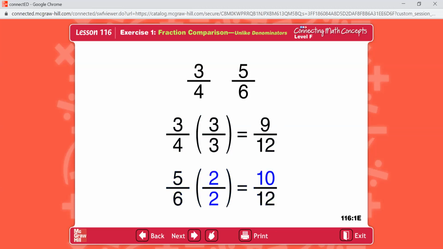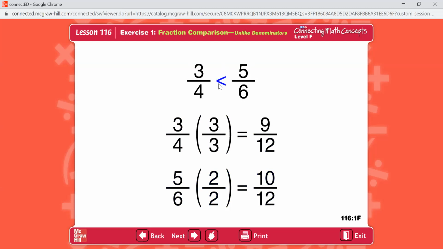So, which is more, 3/4 or 5/6? Remember, 3/4 is now 9/12 and 5/6 is now 10/12. Which is larger? 5/6 is a larger fraction. So we add this in.